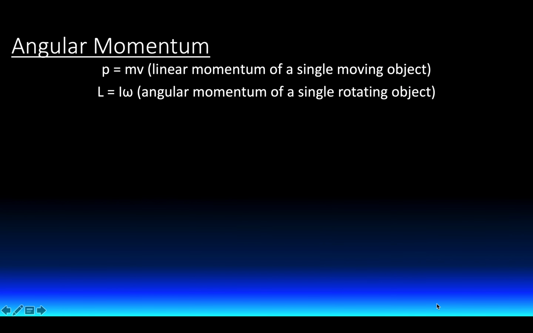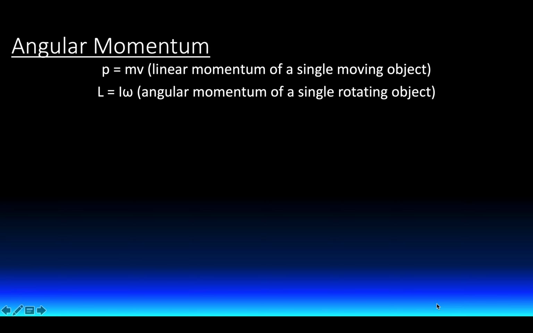The equation for the angular momentum of a single rotating object is L equals I omega. In this equation, I is the moment of inertia of that rotating object. We said previously that you could think of moment of inertia as the rotational analog to mass, and omega is that object's angular velocity. In other words, that object's rate of spin. And you could think of angular velocity as the rotational analog to linear velocity.